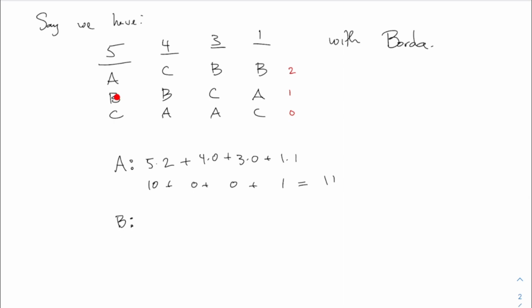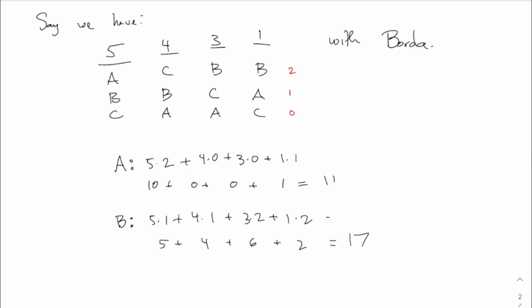What about B? Okay, B is going to be 5 times 1 plus 4 times 1 plus 3 times 2 plus 1 times 2. I hope everyone sees how I do this. I multiply the number at the top by the point value in each position. This is 5 and 4 and 6 and 2, which is 9, 15, 17.